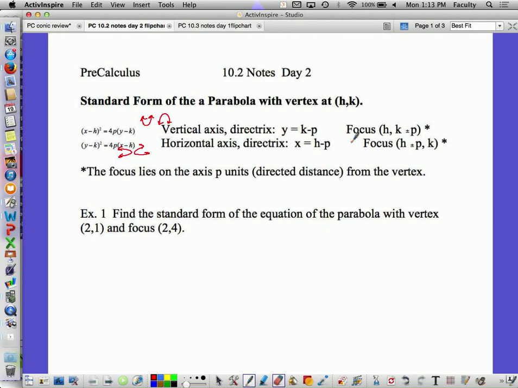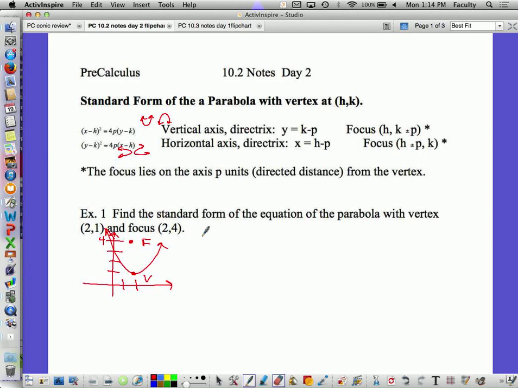So let's look at example 1 together. It says, find the standard form of the equation of the parabola with vertex (2, 1) and a focus at (2, 4). So let's just draw a rough sketch. Nothing fancy. So (2, 1) is the vertex and (2, 4) is the focus. Once you plot this, you automatically know what type of parabola we have. What type is it? Up, right? It opens up. All we know is it opens up.